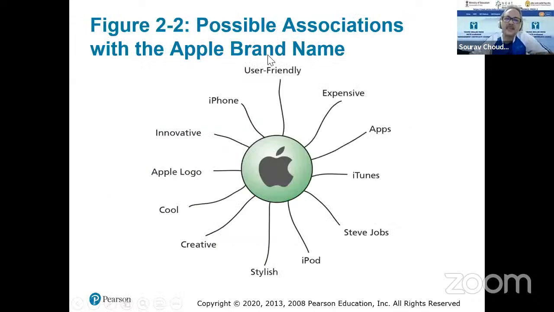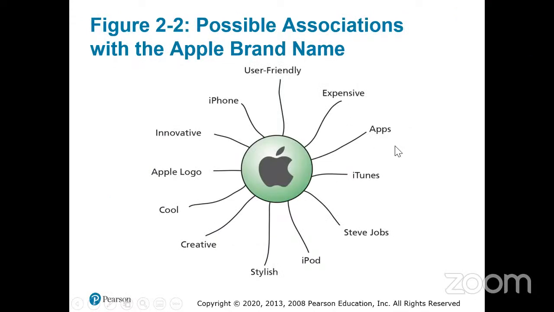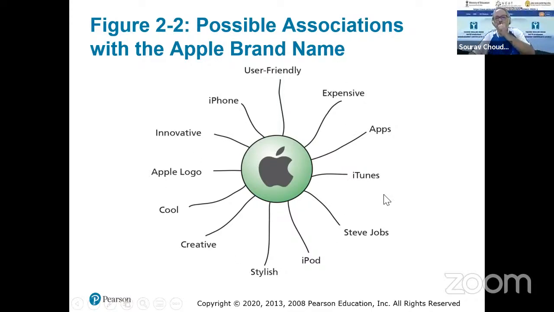ठीक है? Now look at this possible association with the Apple brand name. When you think about Apple, out of these 10 or 12 attributes, आपको कुछ ना कुछ एसोसिएट होगा. It's user friendly, it's expensive, apps are unique, iTunes है उसमें, iPod है उसमें, stylish है, creative है, cool है, Apple logo is very creative, is very attractive, innovative है, user friendly है, iPhone है. Some of these attributes would be there in your memory. That ultimately creates that brand image, that perception about it.